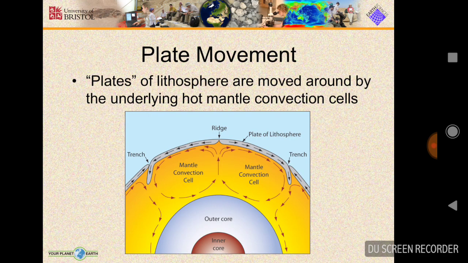Plate movement. Plates of the lithosphere are moved around by the underlying hot mantle convection cells. As a reminder, you will find convection currents in the mantle. If your question says, where do you find convection currents? Your answer would be the mantle. Or, what is a unique characteristic of the mantle? You could say convection currents.